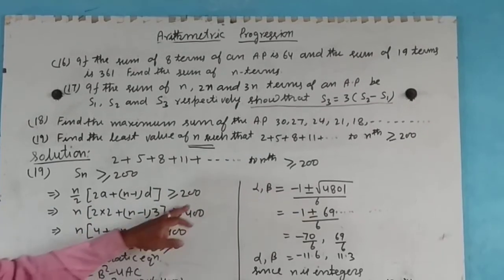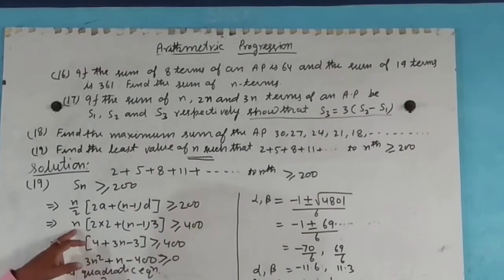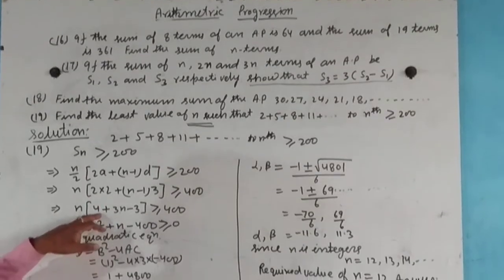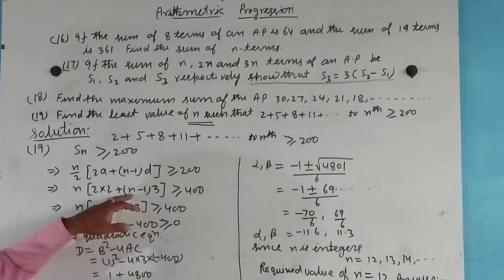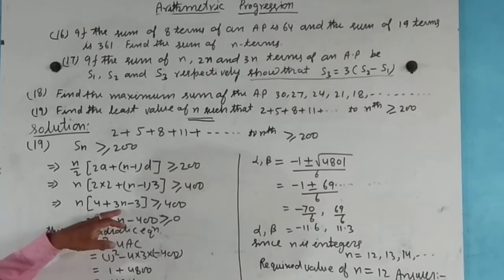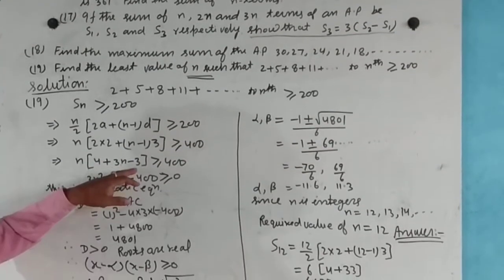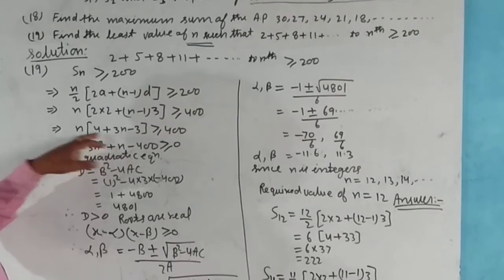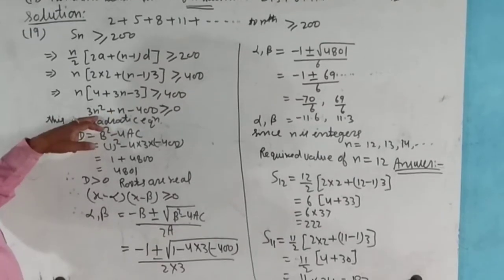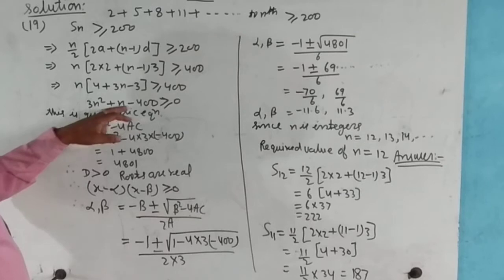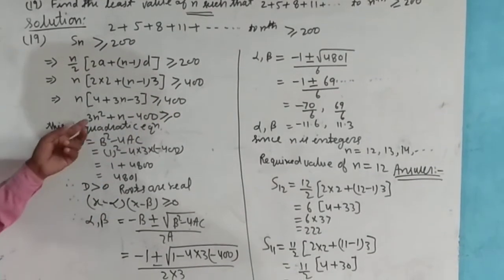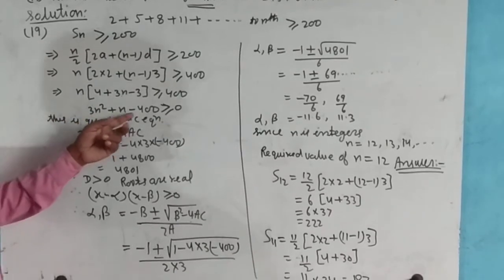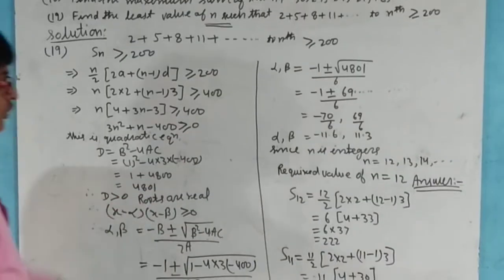2 comes here, 400, and n times (2 into 2 is 4), and here the common difference is 3, so 3n minus 3. So 4 minus 3 is equal to 1, that is 3n plus 1. Multiply this, we get 3n square plus n, and this comes here minus 400. So that 3n square plus n minus 400 is greater than or equal to 0.